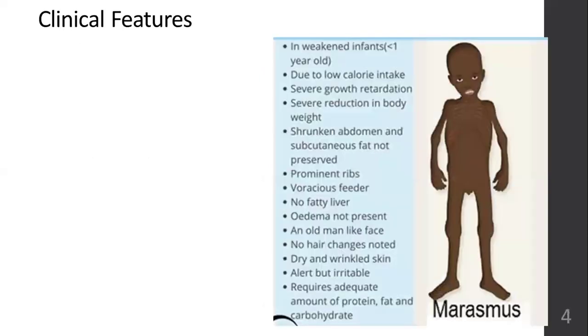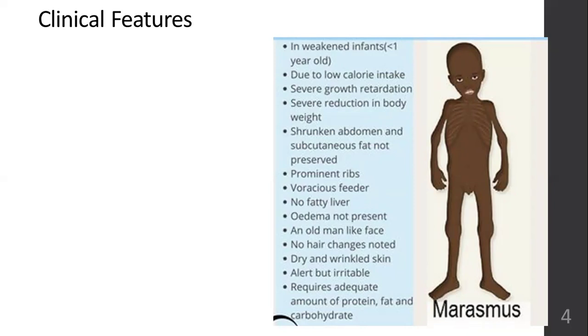So two main types are marasmus and kwashiorkor. In detail, we will see what signs and symptoms you see in a child who has this. Marasmus usually happens to kids who are less than 1 year old, very young children, because they are not taking enough calories that is required for their growth.